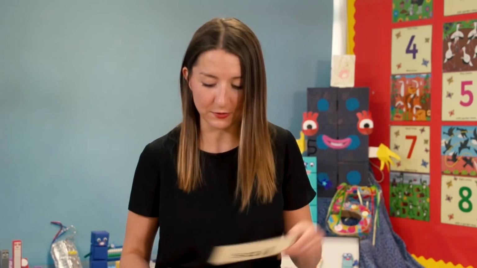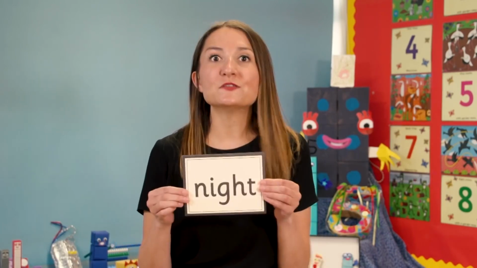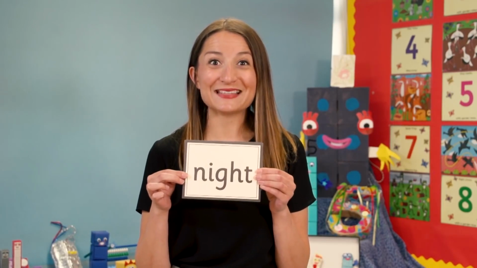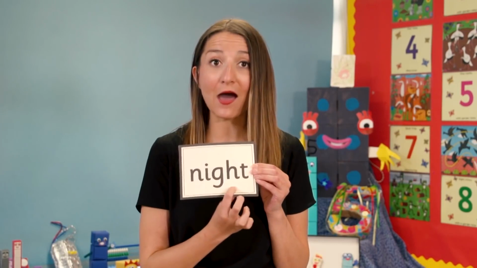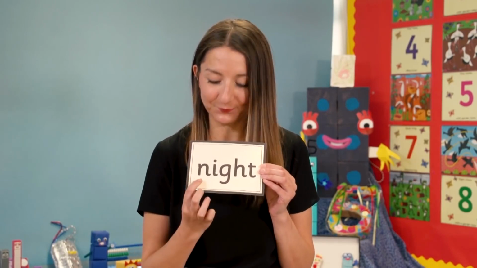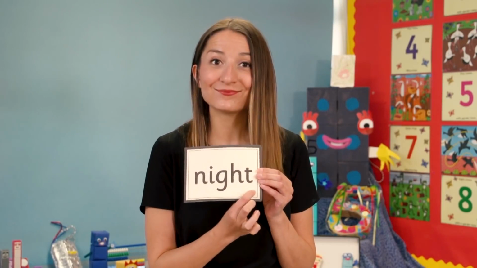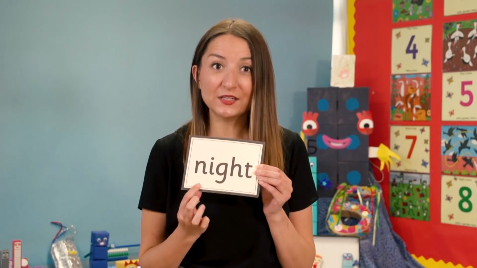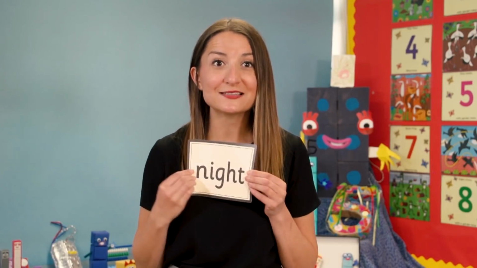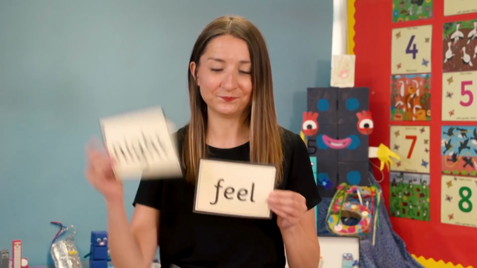Let's have a look at another word. Can you spot the trigraph? Yes, the trigraph is igh. Read each sound as I point and then blend it. N, igh, t, night. The stars came out at night.